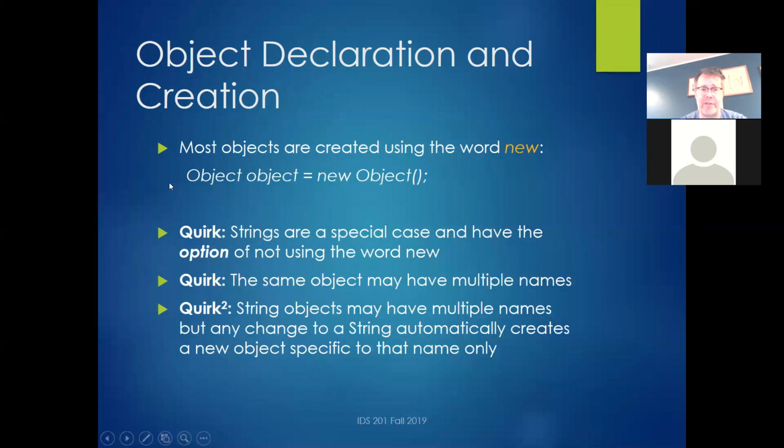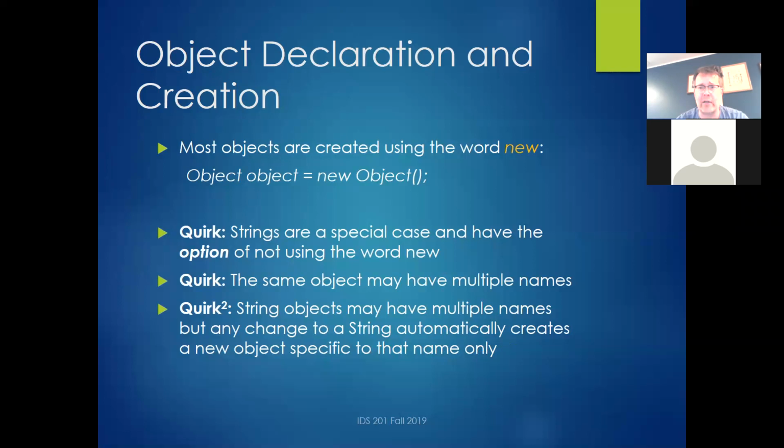For example, if you have this class Object, which is the foundation class of all objects in Java, and you want to create a new one somewhere else, well, that's how you do it. Now, there are some quirks here that we'll get into as time goes on. The first one, strings are a special case. You have the option of not using the word new, but it actually, in some cases, has an important consequence. We'll talk about that a little later in the string lecture, and then later on in the Booleans as well.